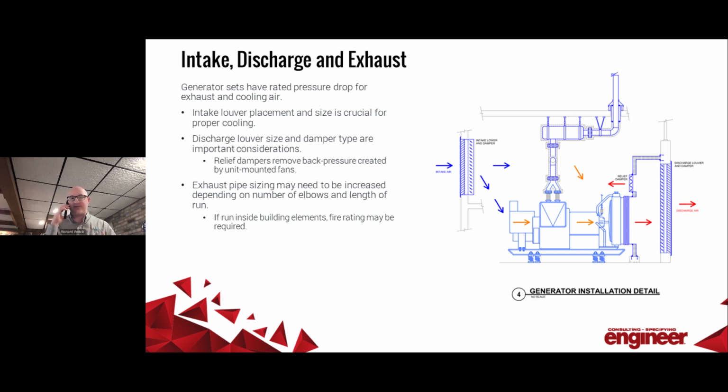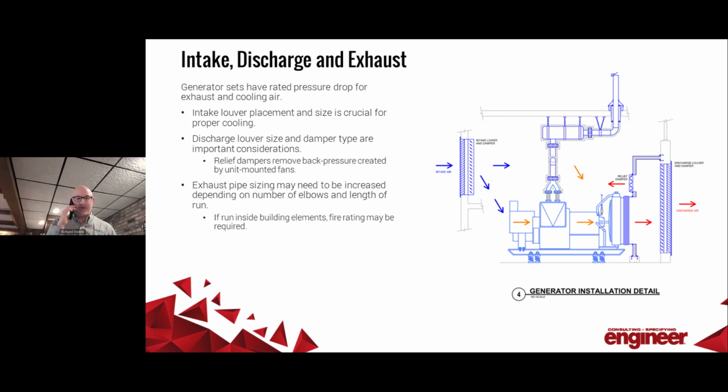We were adding generators to a building, and we needed to increase the intake louver size and discharge louver size. Now, we know that pressure drop occurs, and if we have a unit-mounted radiator fan, that axial fan has a maximum pressure drop that it can tolerate. So if we create too complex of a path with too much pressure drop, we're going to derate the generator. The same thing happens on the exhaust.